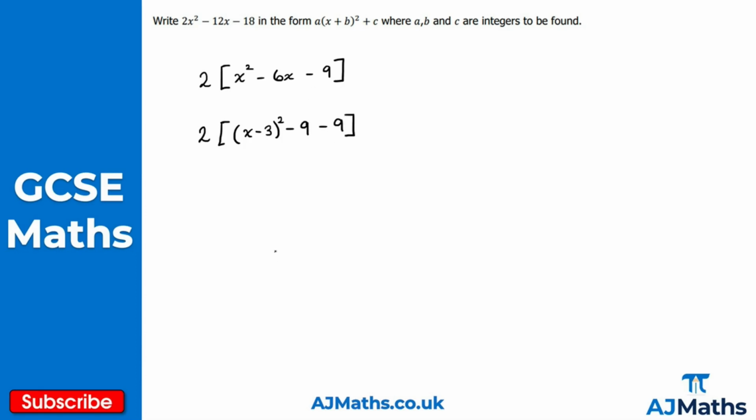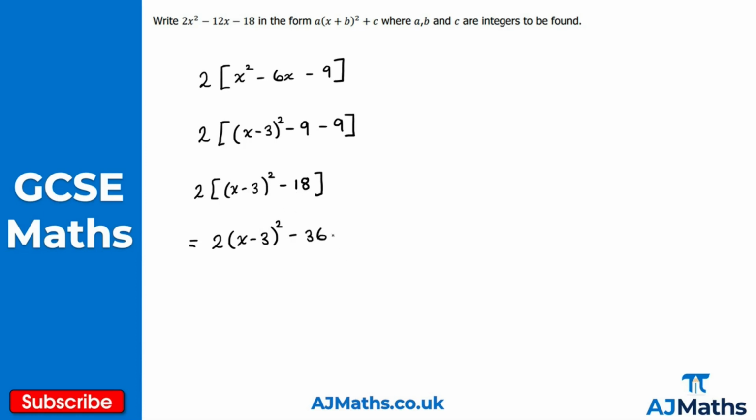What I need to do now is simplify the square bracket here. So we get 2 lots of x minus 3 all squared, minus 9 minus another 9 gives me minus 18. Now what I want here is something in this form. So I need to multiply through by this 2 on the outside with everything inside the square bracket. In that case, we're going to get 2 lots of x minus 3 all squared, and then 2 times minus 18 would give me minus 36.